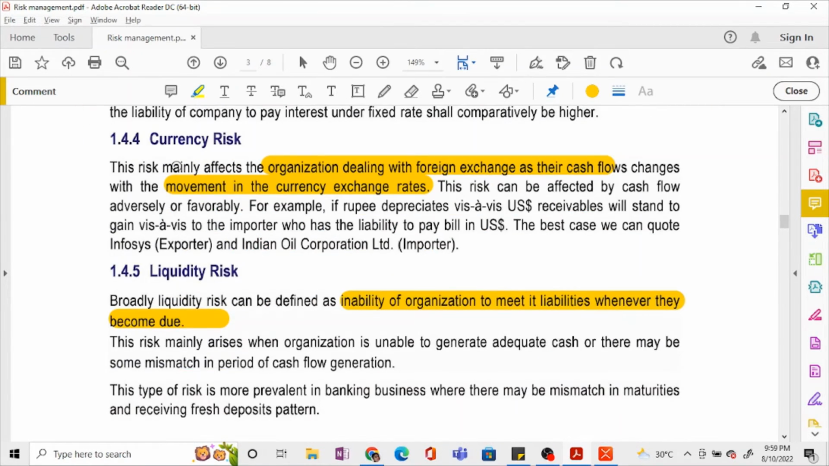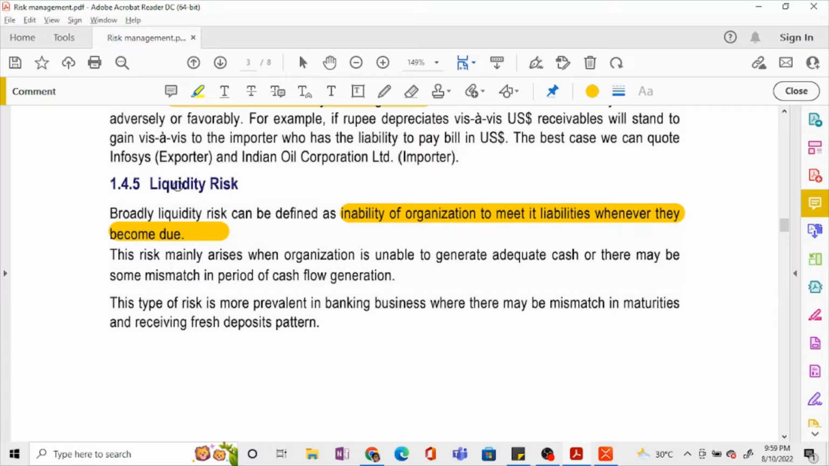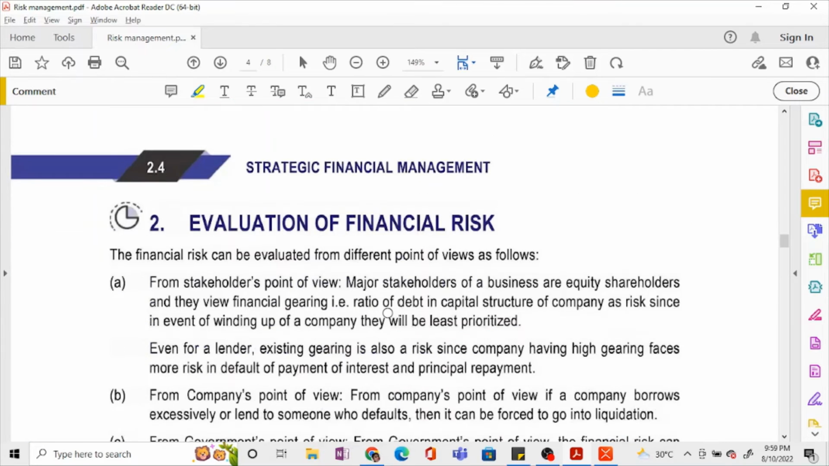Okay, currency risk. Next is the currency risk in the financial risk. Whenever the organization is dealing with foreign exchange, the cash flows will change based on the changes in the foreign currency exchange rate. So that is called the currency risk. And finally the liquidity risk. Liquidity risk means whenever the company is not able to meet its liabilities. That is called the liquidity risk.